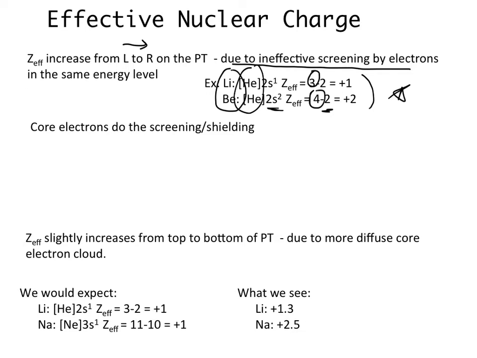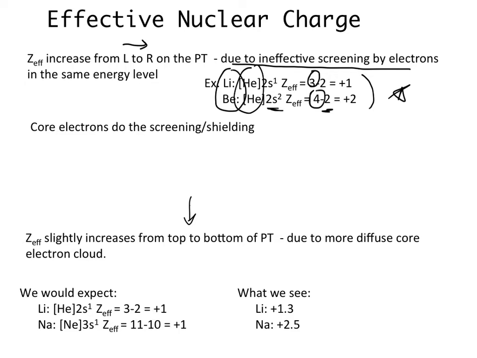Now, Z effective, when we're going from top to bottom, so basically from the top of our periodic table all the way down, is going to slightly increase. And this is partially due to a more diffuse core electron cloud. So basically, as you continue away from the nucleus, the electrons have to cover more distance or more area in terms of that atom's structure. So the electron density isn't as tight, and so the effective nuclear charge is going to be stronger.